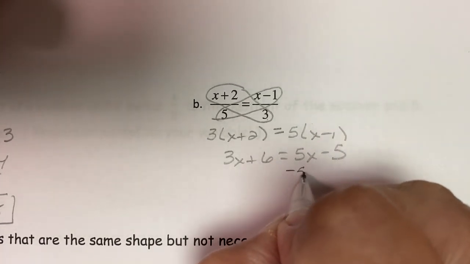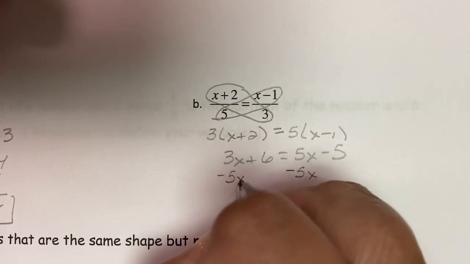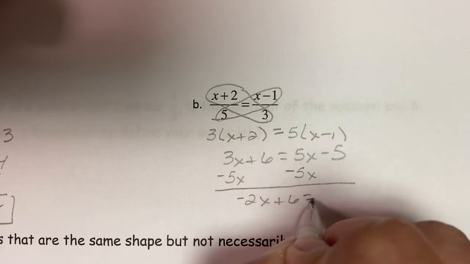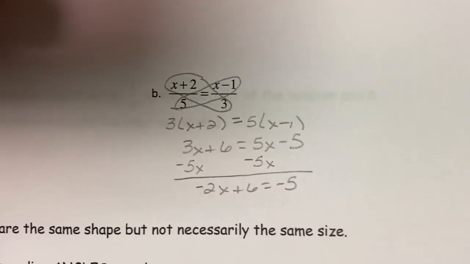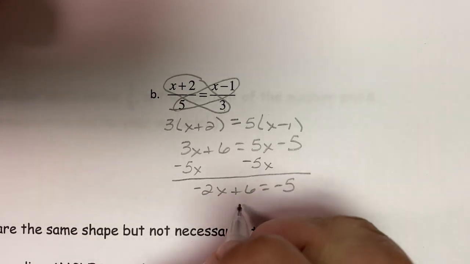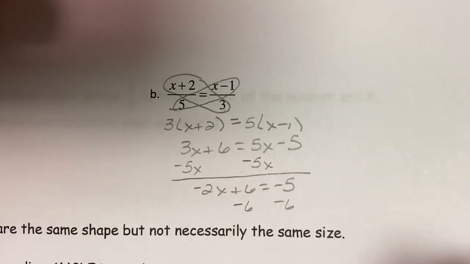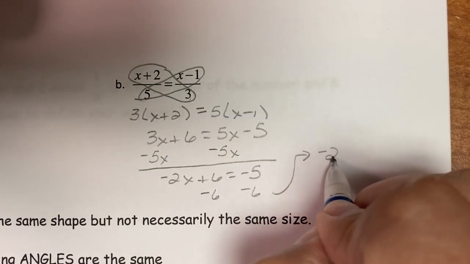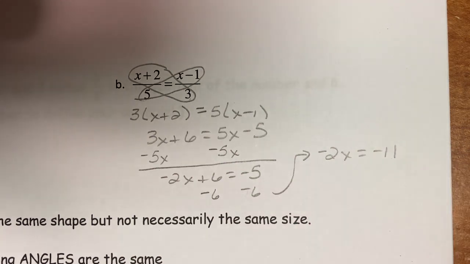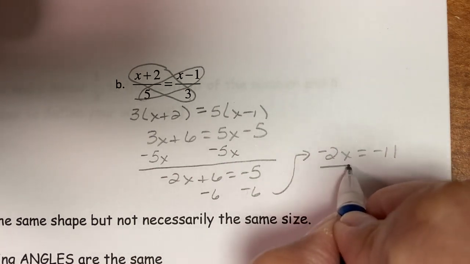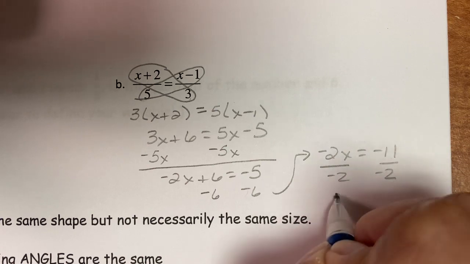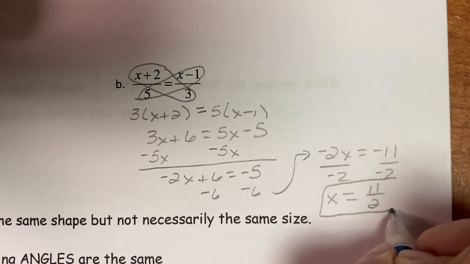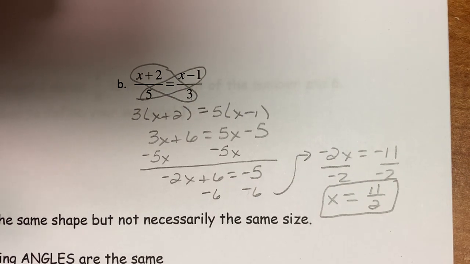If I subtract 5x from both sides to get all my variables to the left, I'm going to get negative 2x plus 6 equals negative 5. Let's subtract 6 from both sides. So when I do that, I'm going to get negative 2x equals negative 11. And then divide both sides of my equal sign by negative 2. And fractions happen. Two negatives, when divided, make a positive, and you can just leave that as 11 over 2.